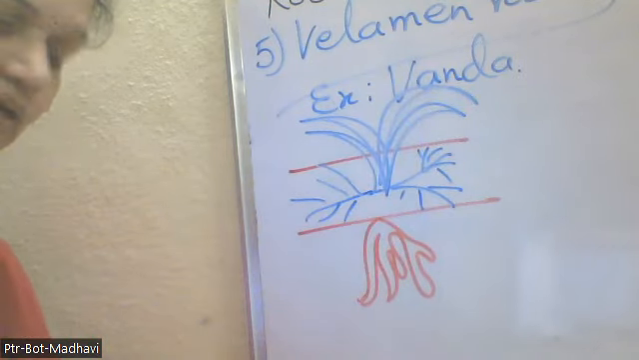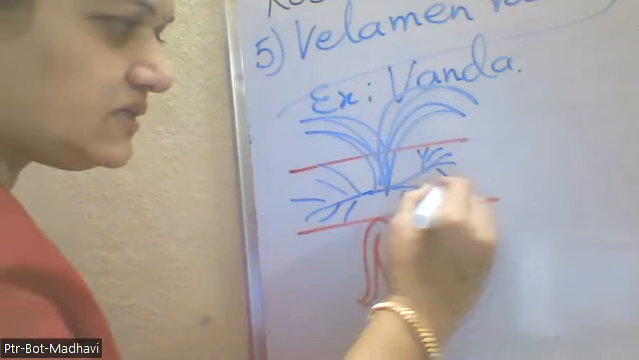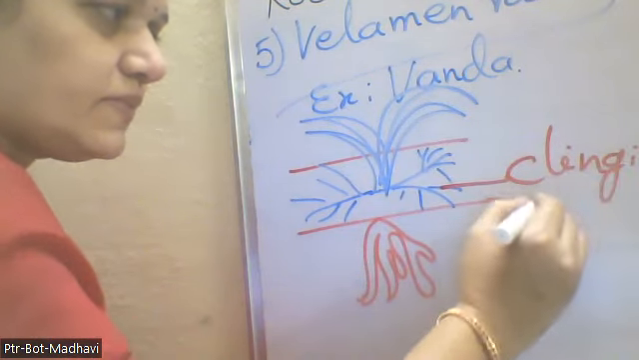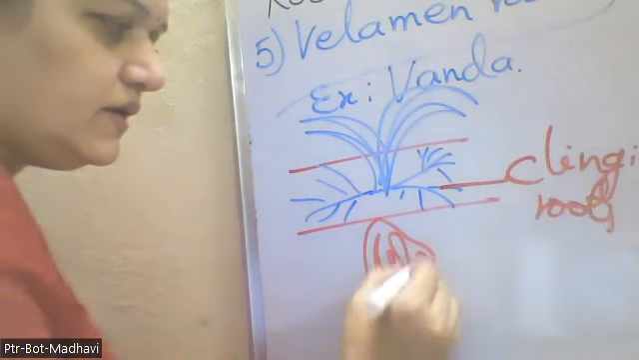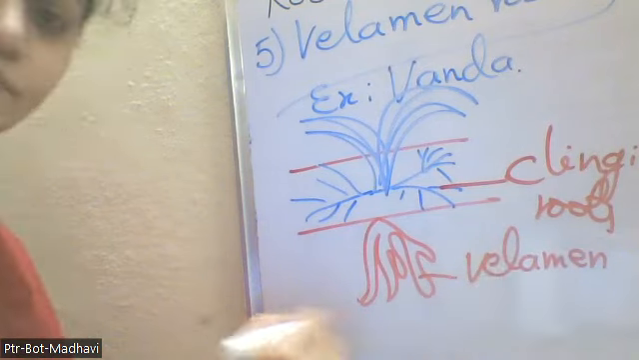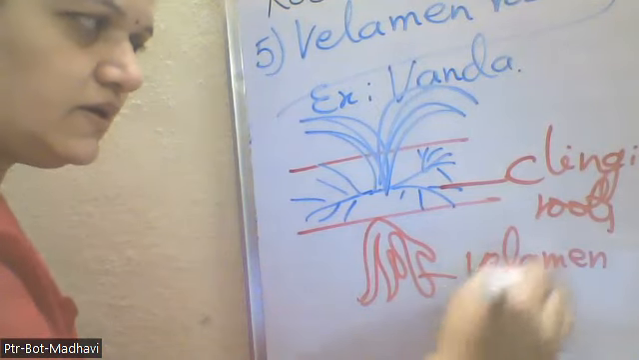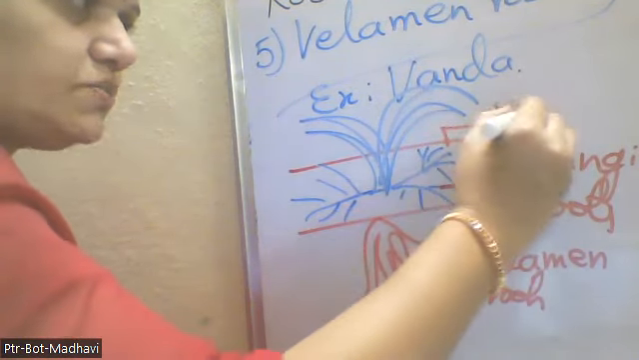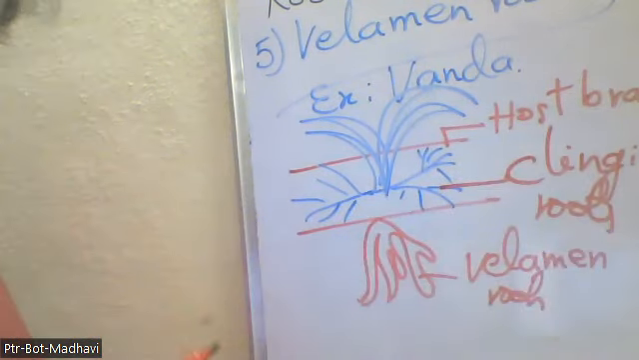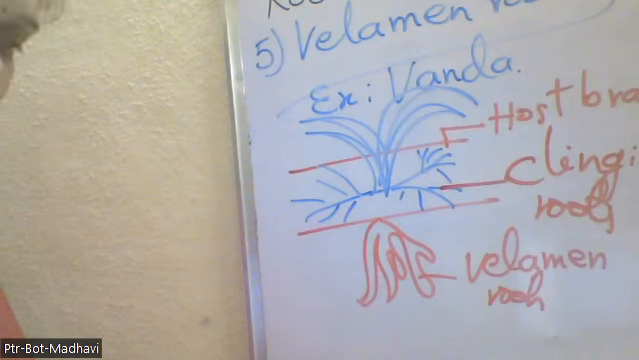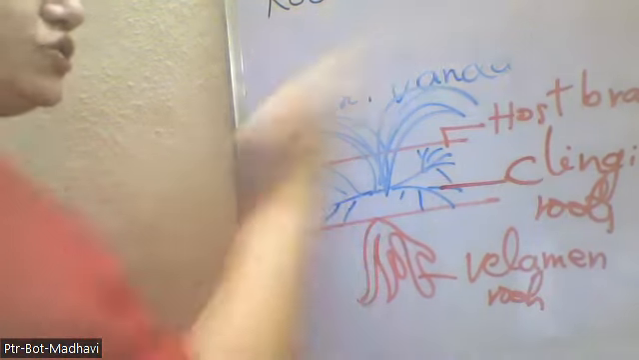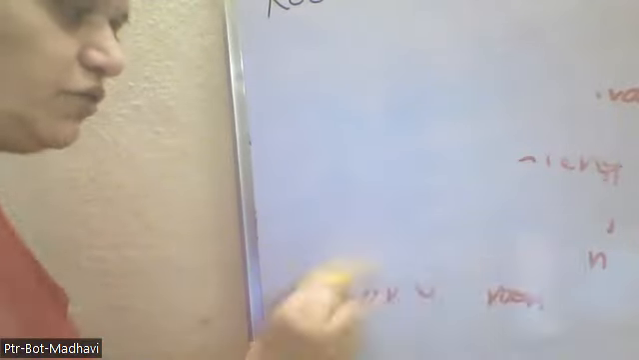This is the diagram for vanda. These are the clinging roots. These are velamen roots. This is the host branch. This is the velamen roots, example vanda. And the sixth one is the nodular roots, example groundnut.